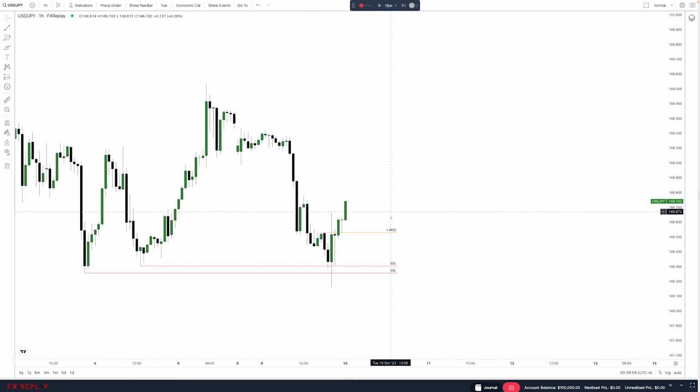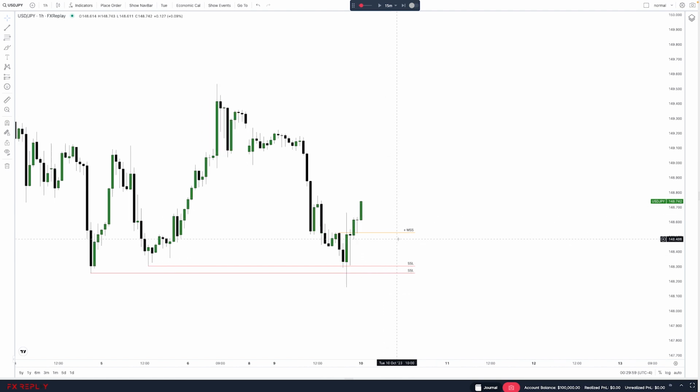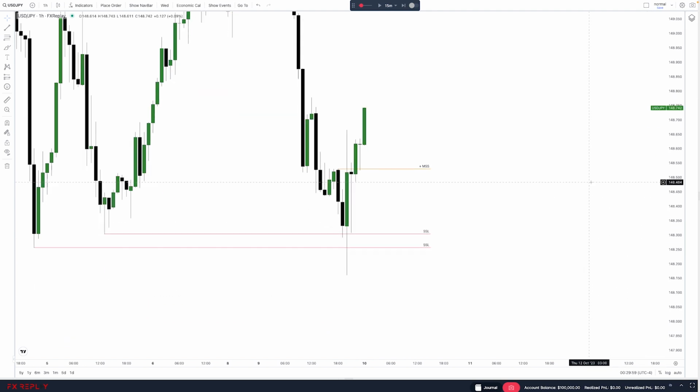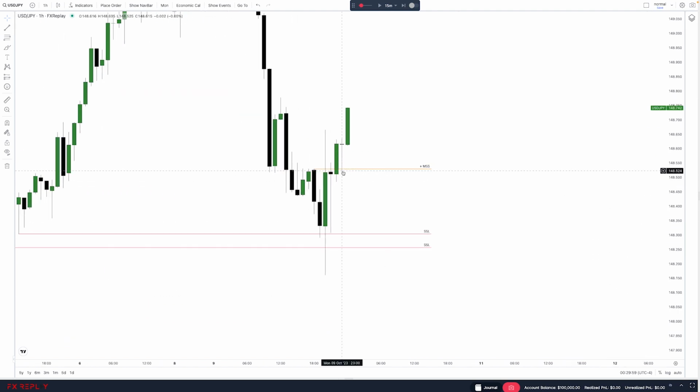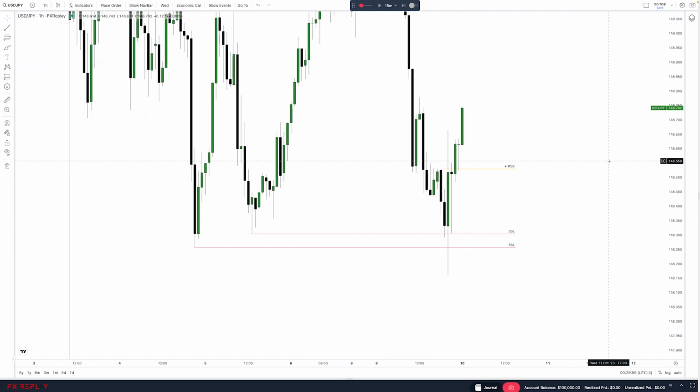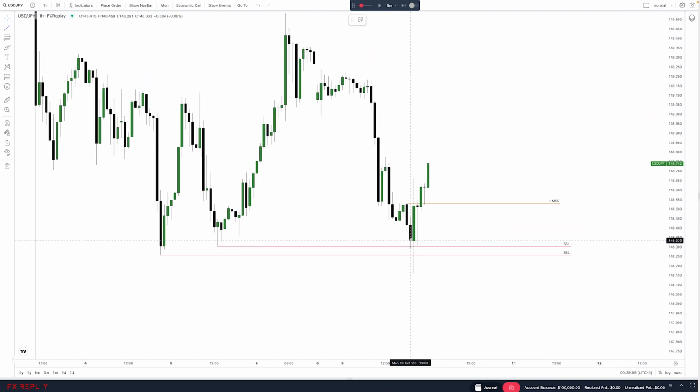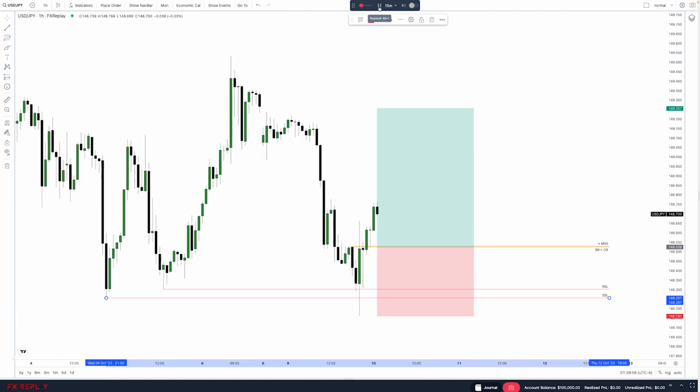Now that we have gotten a market structure shift, we actually missed our opportunity to enter right here. But let's see if price retraces back and gives us another chance at an entry. So these two candles are our order block, and these two candles are our breaker block. Let's put a buy limit right here and see what happens.